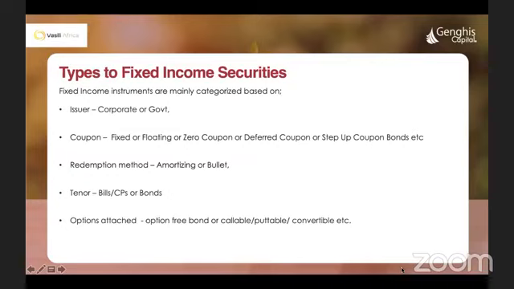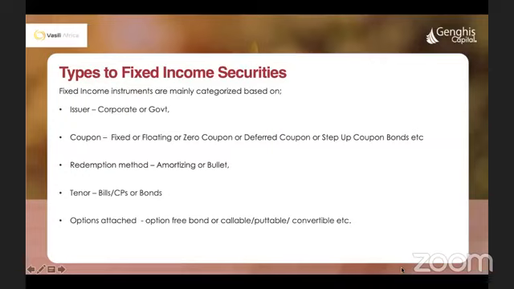Fixed coupon means for the entire period of that instrument, that interest has already been determined and it is fixed. It cannot change irrespective of whatever happens in the interest rate environment. For example, a government issuing a 10-year bond with a coupon rate of 12% means for the next 10 years, you'll be paid coupon at the rate of 12% per annum. Even if rate goes to 30%, you will be paid at 12%. If rate goes to 2%, you will be paid at 12%.